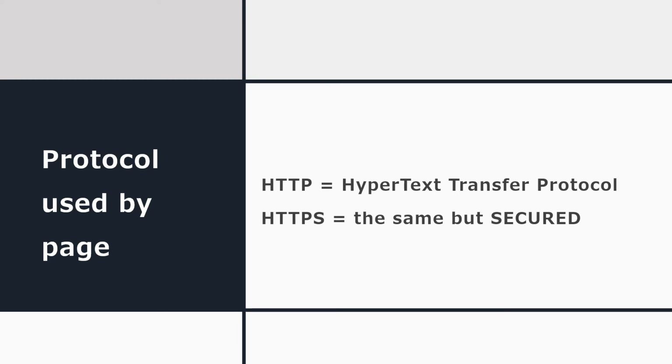And even right at the very start, you'll see the protocol that's used by the page. HTTP is very common. That stands for Hypertext Transfer Protocol. That's what lets you load the web page. Or you might see HTTPS, which is the same protocol but with extra security features on. And you may see a little picture of a lock at the start of the URL to tell you that the page is secure.